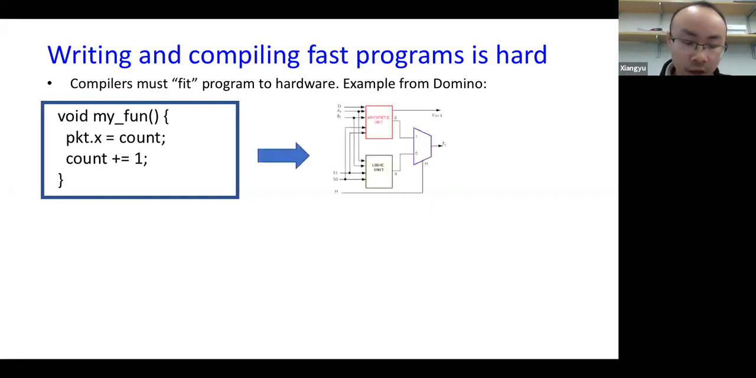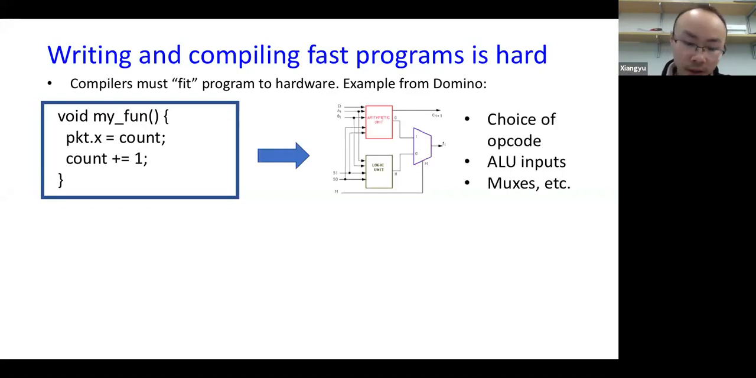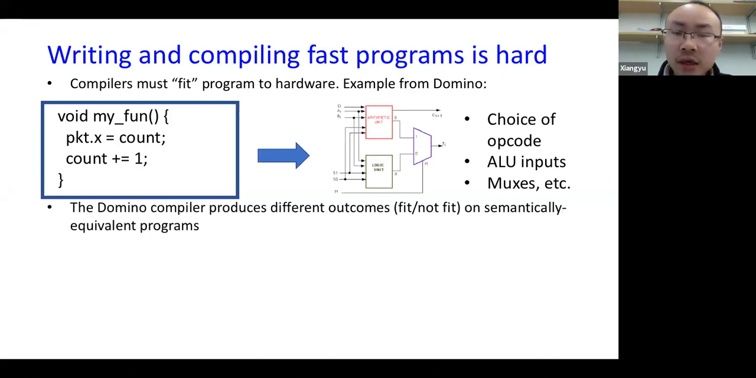So the compiler will automatically find which opcode to use and which ALU input to use, and configure the hardware muxes. So what could go wrong with this setup? Today's compilers will produce different outcomes on semantically equivalent programs.